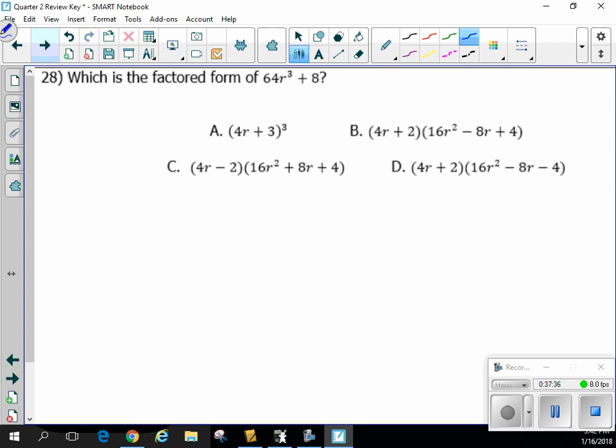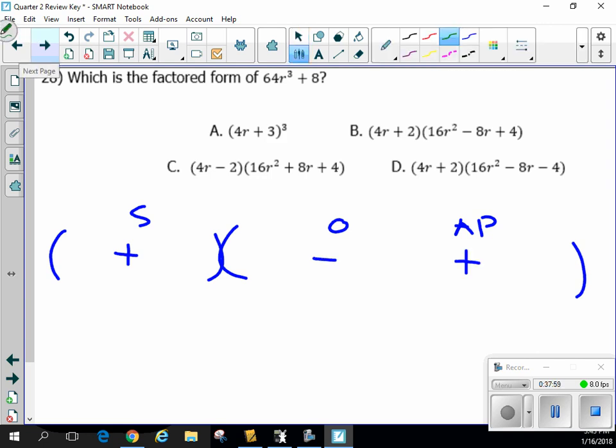Which is the factored form of 64r cubed plus 8? So you want to start off by identifying what kind of factoring you would need to do here. The factoring we need to do is your sum and difference of perfect cubes. So I'm going to start off by creating my signs with SOAP. Same, opposite, all positive. So my same side would be plus, opposite, minus, plus.